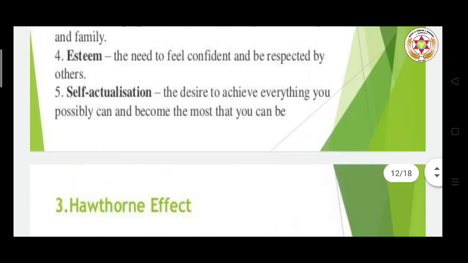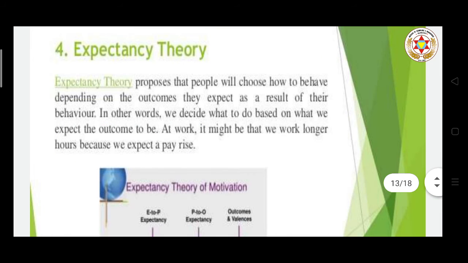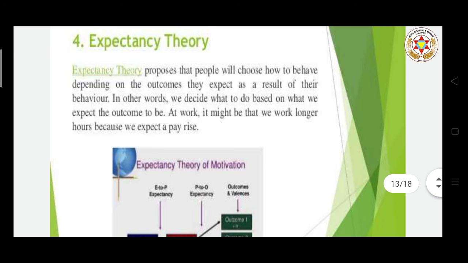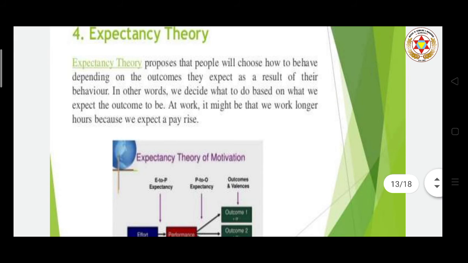What Maslow has mentioned. Well, the third theory which we will be covering is the expectancy theory, which says, according to Vroom, people will be motivated to do things to achieve some goals to the extent that they expect that certain actions on their part will help them achieve the goal. So people choose how to behave depending on the outcome they expect as a result of their behavior. In other words, we decide what to do based on what we expect the outcome to be. At work it might be that we work longer hours because we expect a pay rise, etc.